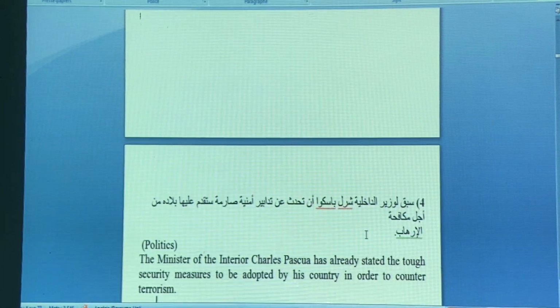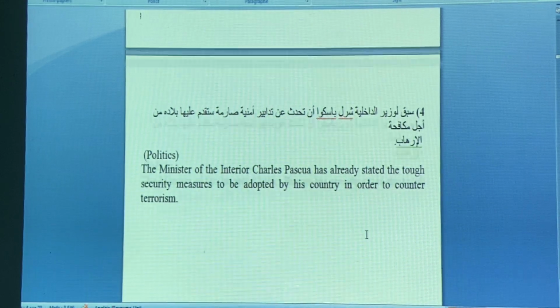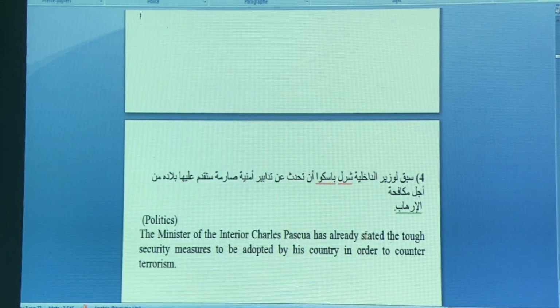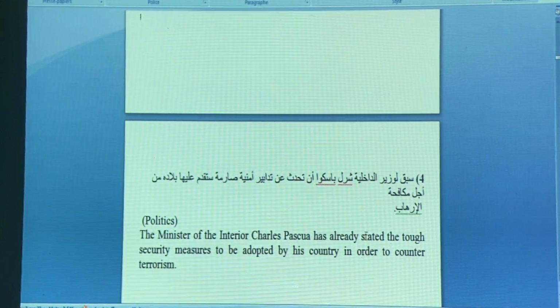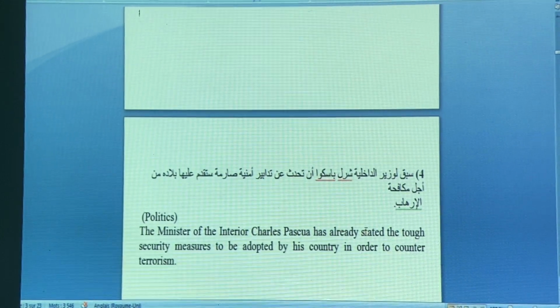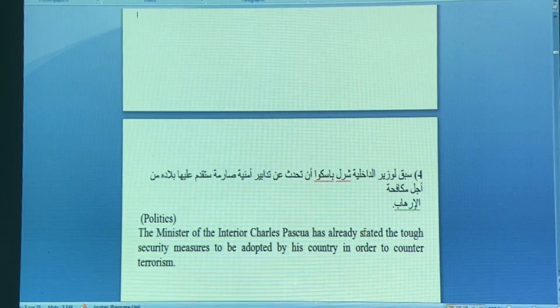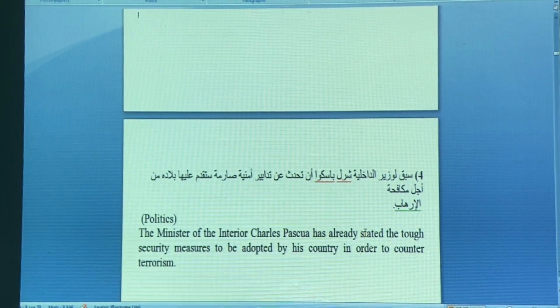Then another one, سبق لوزير الداخلية شارل باسكوا أن تحدث عن تدابير أمنية صارمة ستقدم عليها بلاده من أجل مكافحة الإرهاب. This is purely politics, so the context is politics.